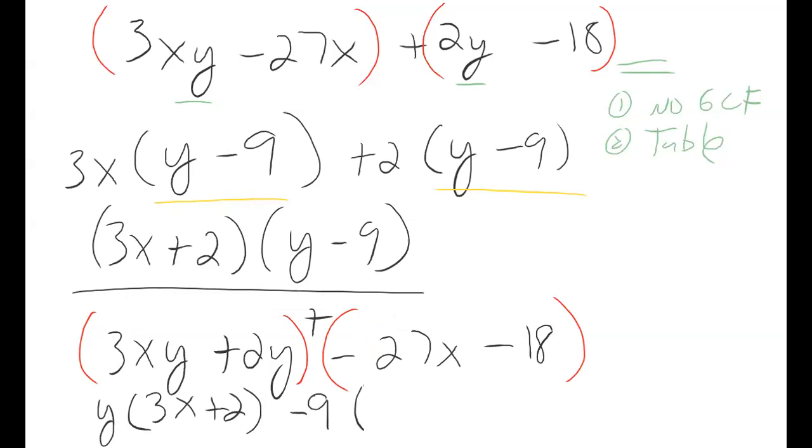27 divided by 9 is 3x. 18 divided by 9 is 2. Remember, I took out the negative, so these things all became positive. And notice, I have things that are the same. So I combine what's outside, running out of room.